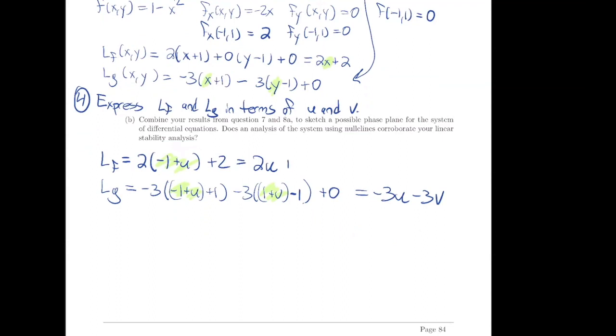If I suddenly had a leftover 7 over here, I must have done something wrong. Your constants should all cancel out when you're doing this linearization process at equilibrium. That's what's special about the equilibrium. And so now we've got our system. du/dt is 2u. dv/dt is -3u - 3v.